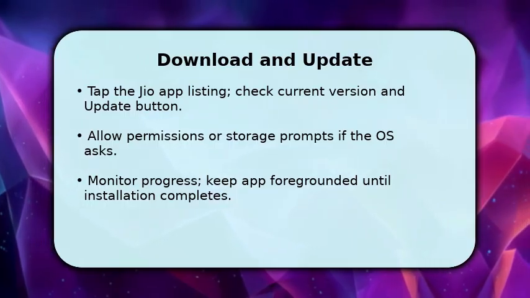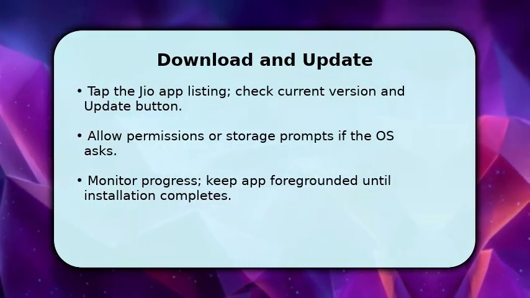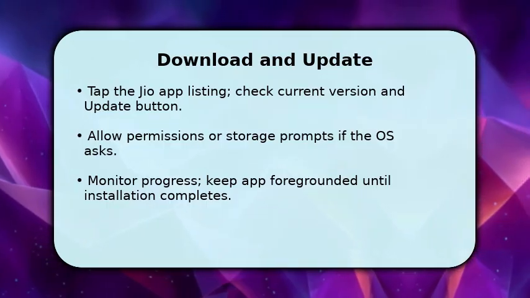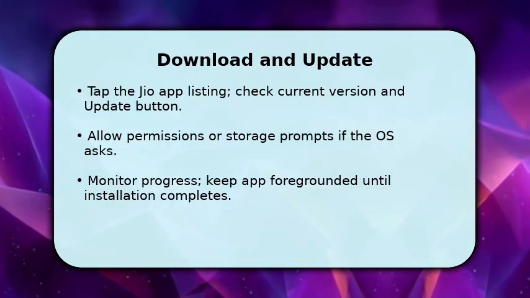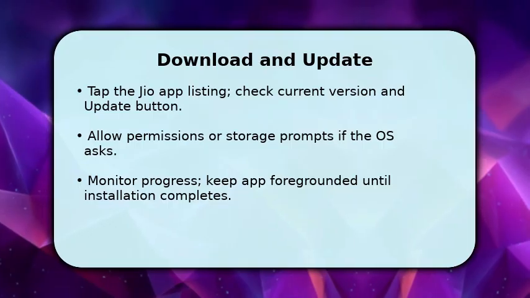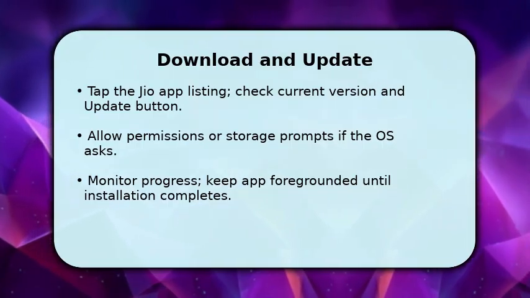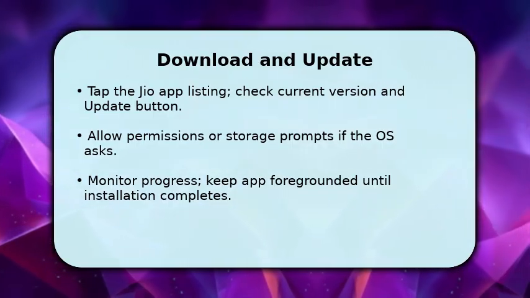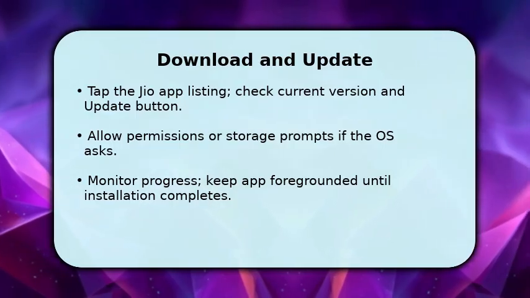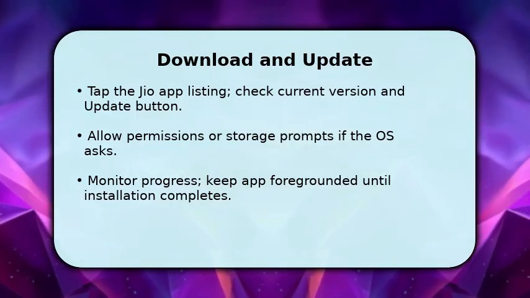Let the download run without switching to heavy apps that hog bandwidth. You'll see a progress indicator. When installation finishes, the button changes to Open. If the update includes data migration, the app will prompt on first launch. Follow those steps. Open the Geo app after installation and sign in.